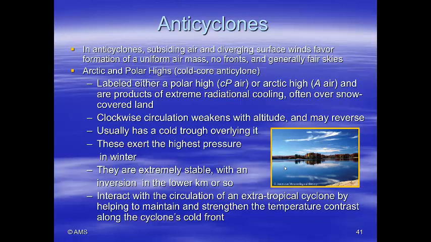They have a clockwise circulation that weakens with altitude and may even reverse. So usually there is a cold trough overlying it, and these exert the highest pressure in the winter. And they're extremely stable with an inversion in the lower kilometer or so. They interact with the circulation of an extratropical cyclone by helping to maintain and strengthen the temperature contrasts along the cyclone's front.